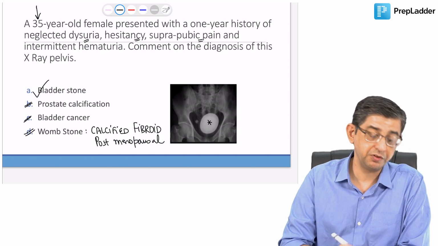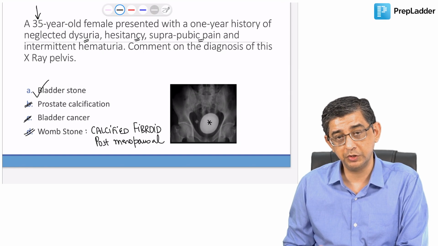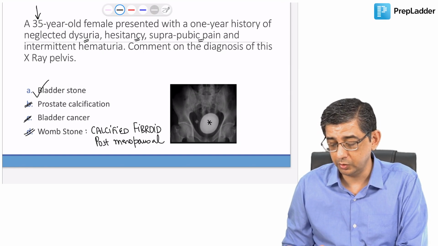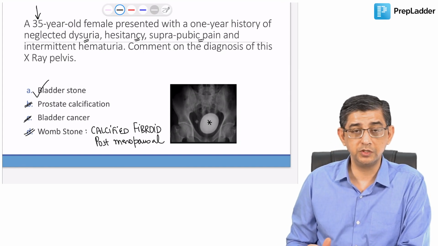Our patient is 35 years of age. She is having local damage to the bladder by this big stone, which is contributing to the manifestation. So you can do a CT pelvis, confirm the diagnosis, and then remove the stone. The answer to this question is A.